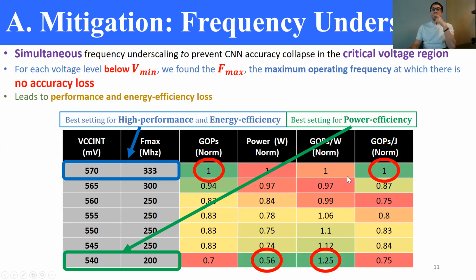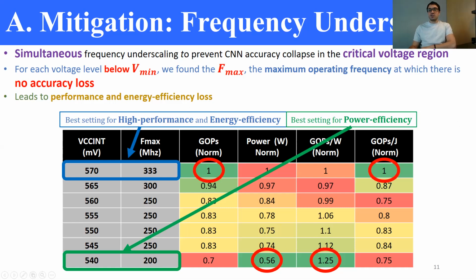But as the cost, what we are paying is actually the performance loss. As you can see here, you can imagine that by reducing the frequency, we are actually increasing the execution time. So this means that the performance will drop. In this case, it is a 30% drop in performance, comparing the minimum safe voltage level and the minimum voltage that we can actually reach, because we are reducing the frequency from 300 to 200.